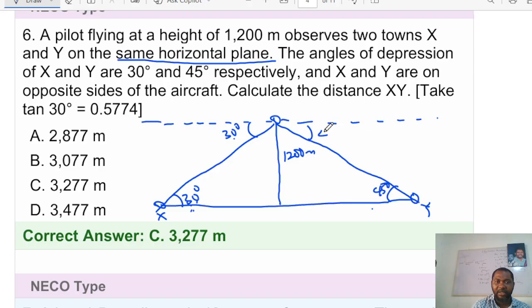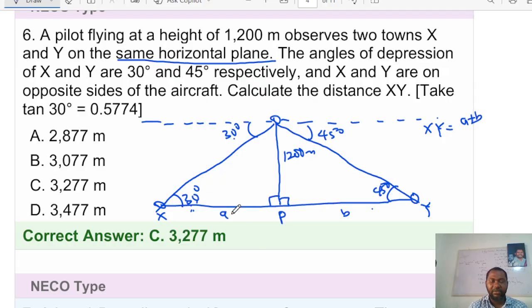So here is going to be 45 degrees. This is a right angle. And now we have to find the distance XY. I think we've done something like this before. I can find here A, let me call here P. I can find this distance A and find this distance B, and that will give me XY. I can say XY is going to be equal to A plus B.